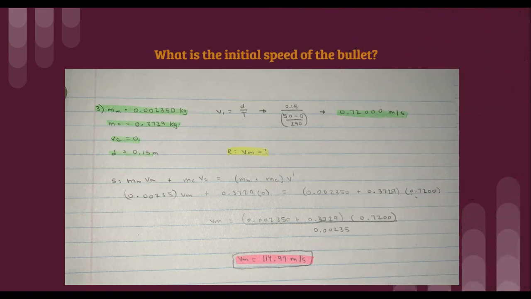Since both masses had the same velocity at the end, it showed that it was an inelastic collision. Using the formula that was provided to us, I plugged in the values that I had to solve for the initial velocity. My final answer turned out to be 114.97 meters per second.